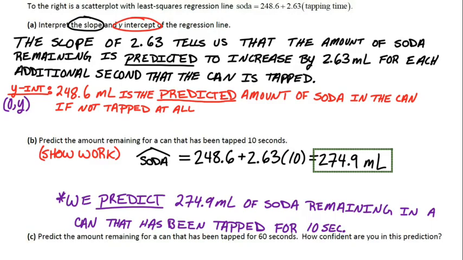So I answered that in context. I think I did the right work, I got the right answer. And I also stress that we predicted it, or you could have said we expect this much, or on average it'll be this much. So make sure that part is there. Okay, then let's go to part C.